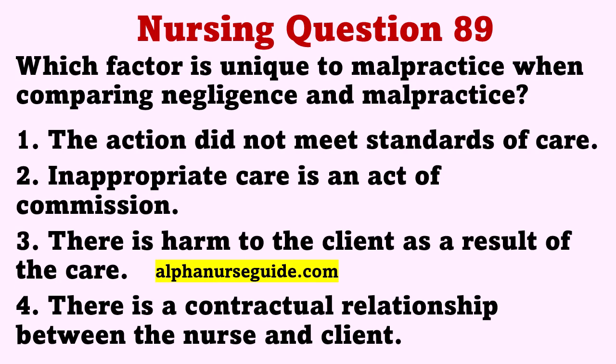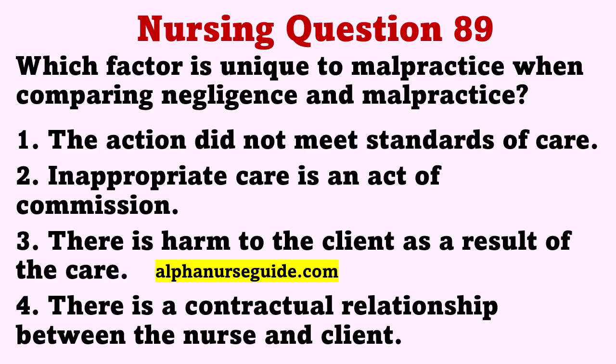Which factor is unique to malpractice when comparing negligence and malpractice? 1. The action did not meet standards of care. 2. Inappropriate care is an act of commission. 3. There is harm to the client as a result of the care. 4. There is a contractual relationship between the nurse and client.